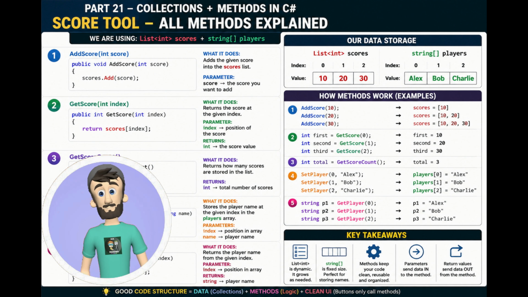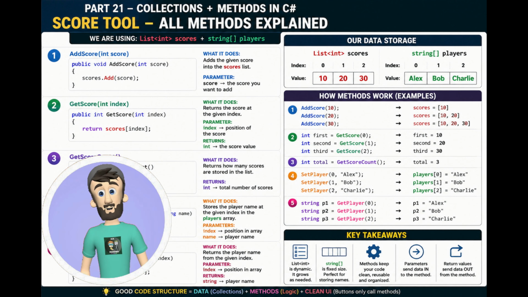Now arrays are different. Arrays have a fixed size. Here we created exactly 3 player slots: Alex, Bob, Charlie. Arrays are very fast and memory efficient. That's why they are often used in games, graphics systems, and performance-heavy applications. So choosing the correct collection type actually matters.